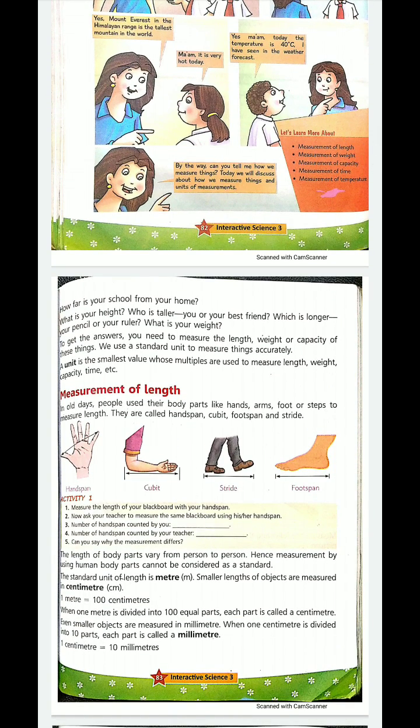Measurement of length. Now we have equipments like different tapes and all for measurement. In early times it was not there, so some different non-standard units were used for measurement. In old days, people used their body parts like hands, arms, foot or steps to measure length. They are called handspan, cubit, footspan and stride. Now you can see the activity: measure the length of a backboard with your handspan and all these. You can do it on your own.